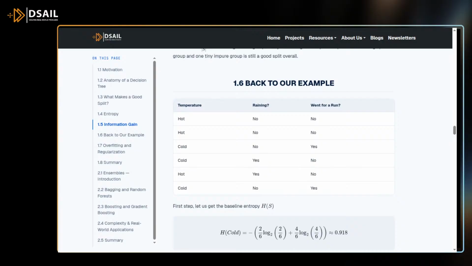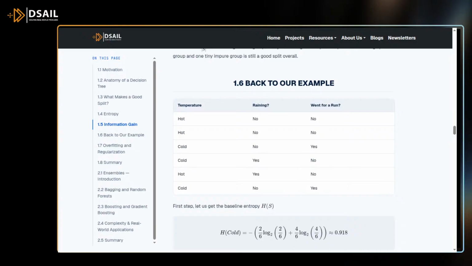So what is the first case scenario or first possible outcome of running or not running? The first is, let's say, yes, isn't it? Now, what is the probability that we will run? How many yeses are there? 2 out of 6, isn't it? So essentially, it is negative of 2 over 6 times the logarithm, log to base 2, of 2 over 6.